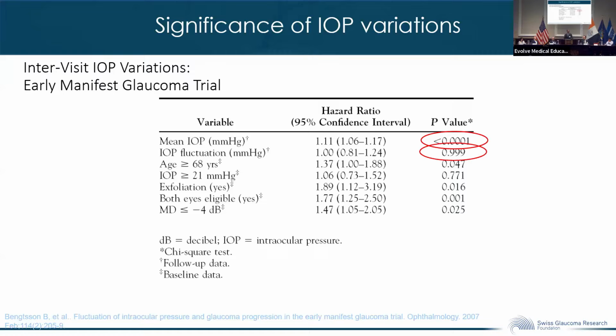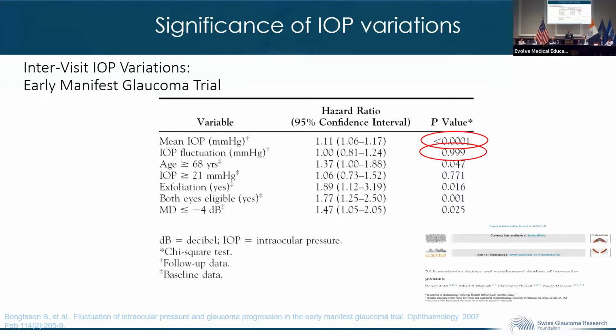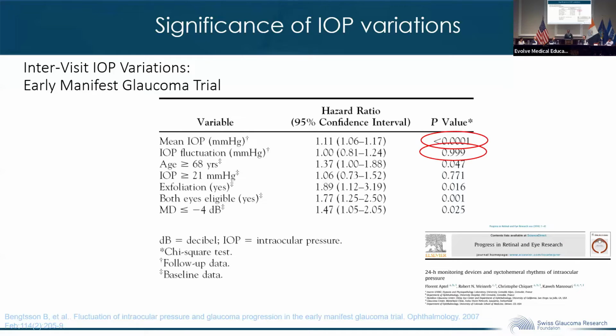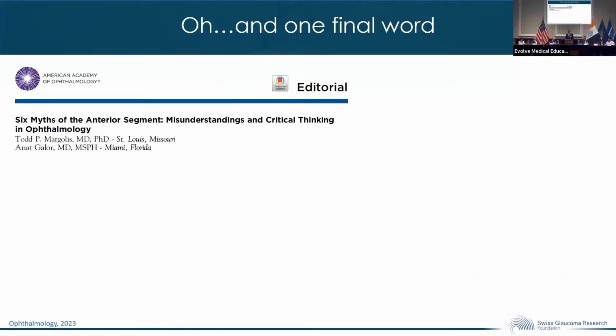We still don't know. There are many publications that look at what we define as fluctuation, meaning changes from one visit to another, although I would say this is not what real fluctuation is. Some of them, like this analysis from the Early Manifest Glaucoma Trial, do not find a significant correlation. Others do. And we describe these studies in this review in Progress in Retinal and Eye Research in 2016 for those who are interested.